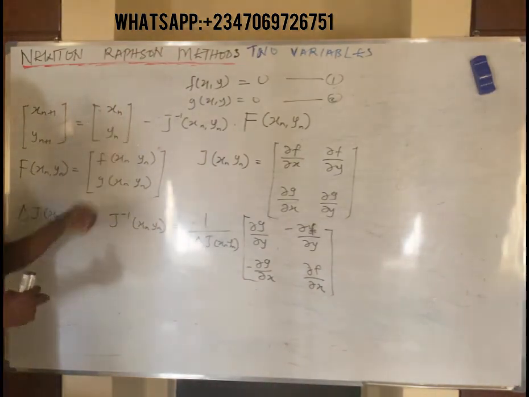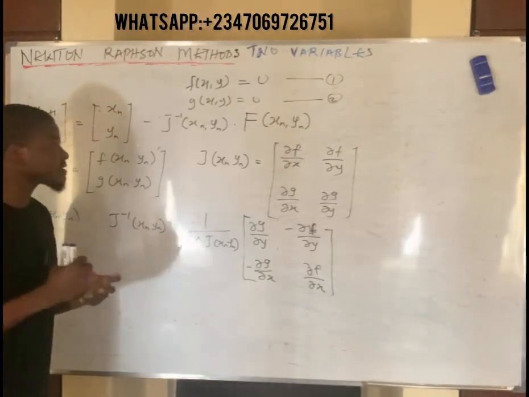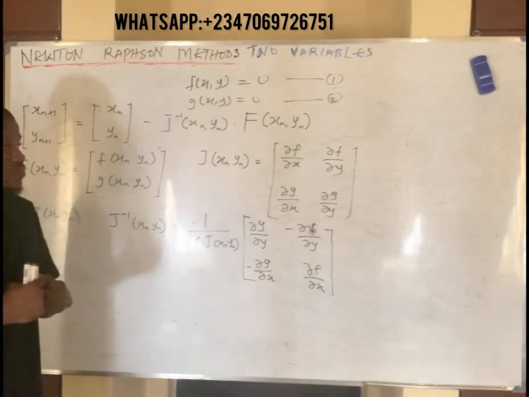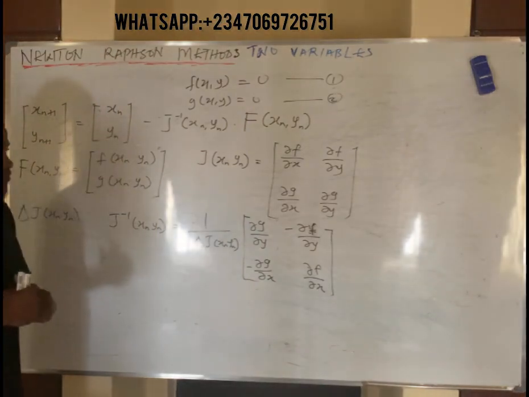Meanwhile, xn and yn simply mean the current value after your iteration. So let's say, for instance, you're given an equation and you take your initial guess starting from when n is equal to 0. So you can simply replace that. This becomes x naught and this becomes y naught.